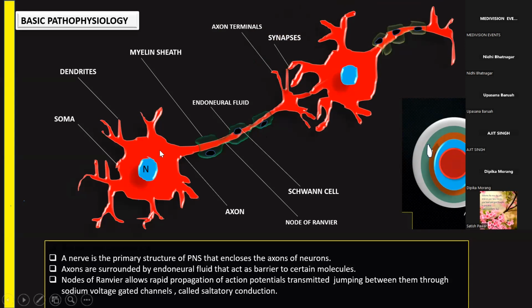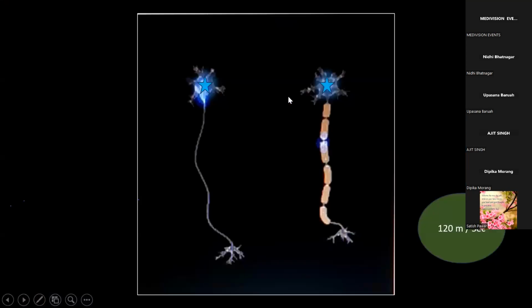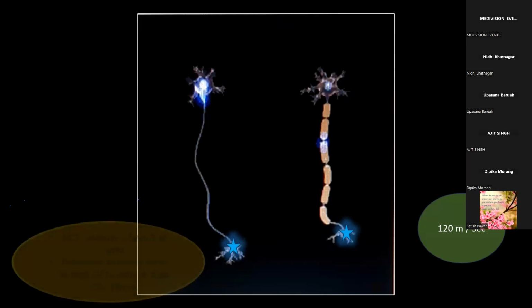So when the signal passes through the axon, it has to jump from one point to the next. There are some intermittent gaps in between, which we call the nodes of Ranvier. These have sodium voltage gated channels. So the signal has to pass from one node of Ranvier to the next, and just like this, it will pass through the axon. So its velocity is very fast, about 120 meters per second in the peripheral nerve. But whenever there is demyelination, it will pass through the axon very slowly, so its velocity gets reduced, and that forms the basis of the nerve conduction study.